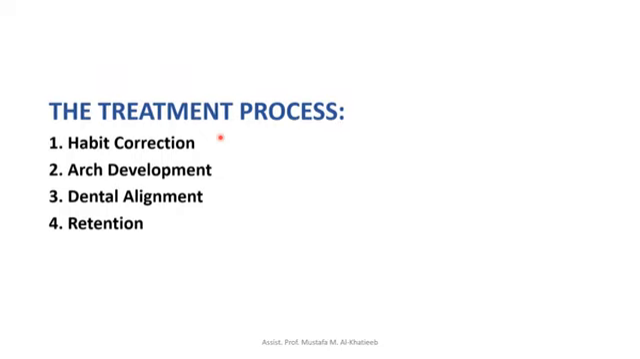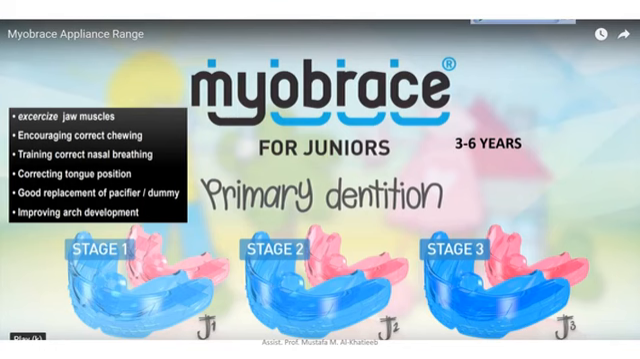Treatment process: habit correction, arch development, dental alignment, retention. So the process involves 4 stages. The Myobrace for juniors exercises jaw muscles, encouraging correct chewing, training correct nasal breathing and correct tongue position, and is a good replacement for pacifier and dummy, improving arch development.